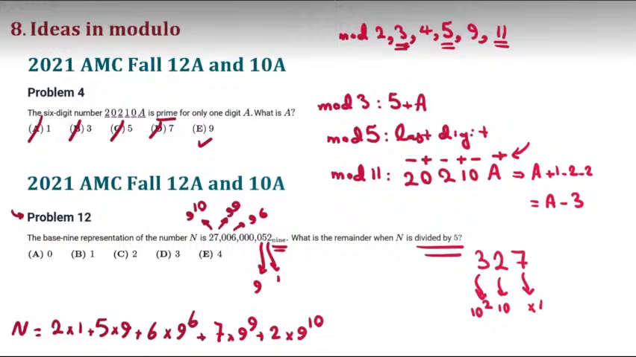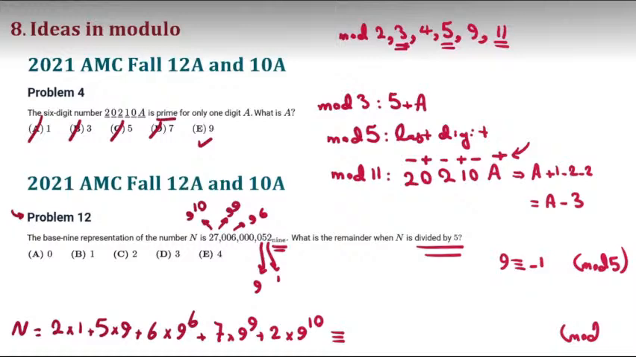Because it says remainder when divided by 5, I should consider mod 5. And 9 mod 5 is a good number. In mod 5 you can subtract or add 5 because 5 is 0. If you subtract 5 from 9, it will be 4. Again, subtract 5, negative 1. So mod 5 it is 2 times 1 plus 5 times negative 1 plus 6 times negative 1 to the 6. You replace 9 with negative 1, plus 7 times negative 1 to the 9 plus 2 times negative 1 to the 10.